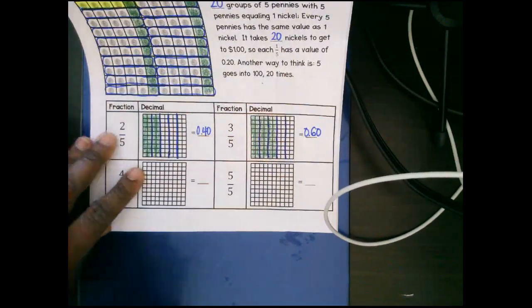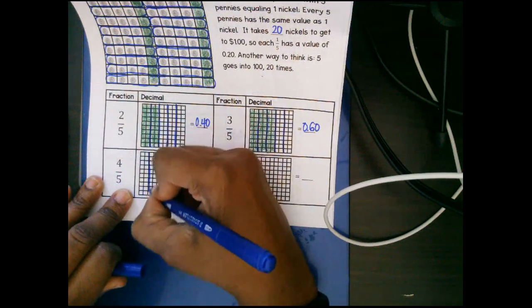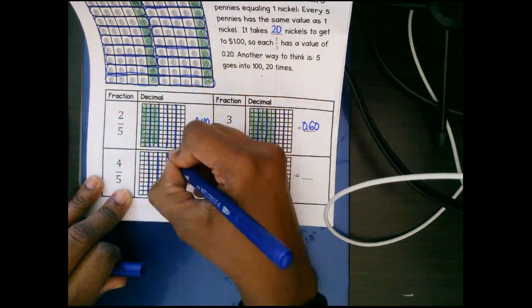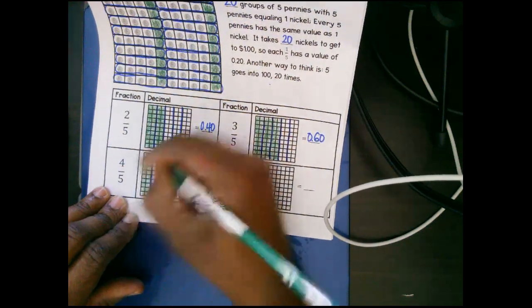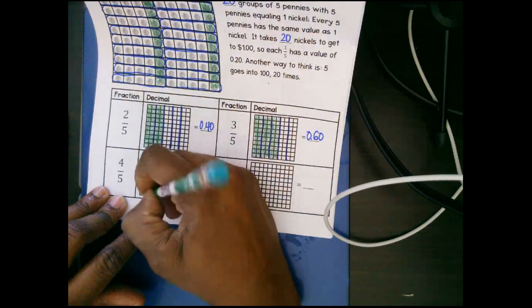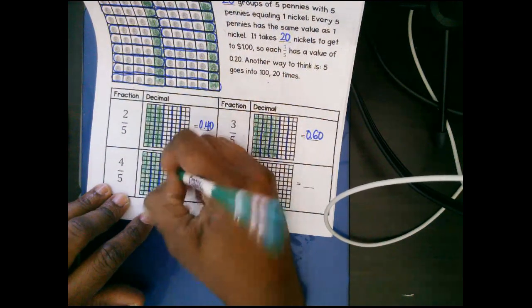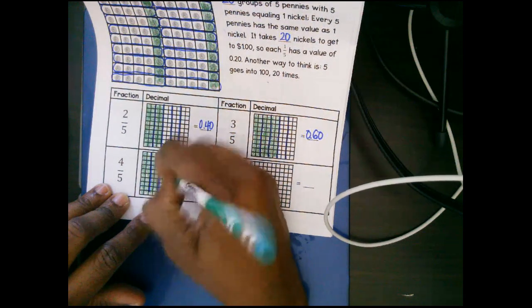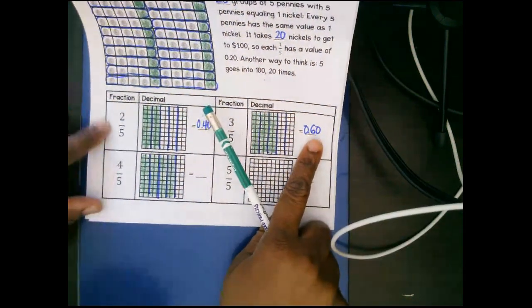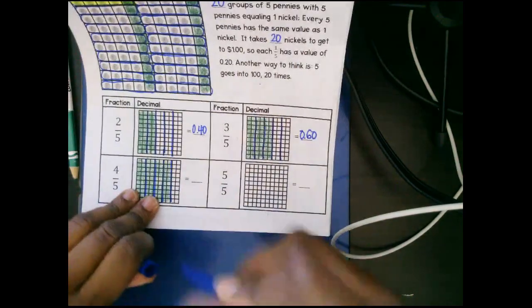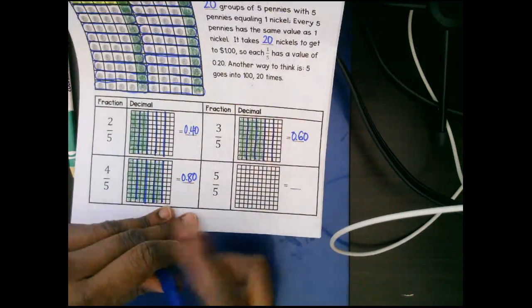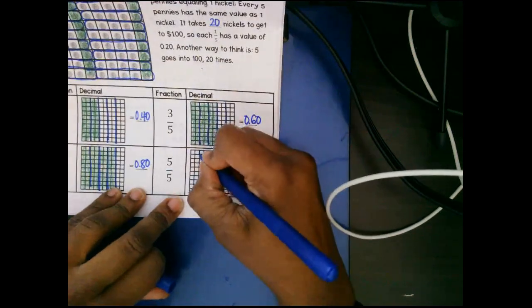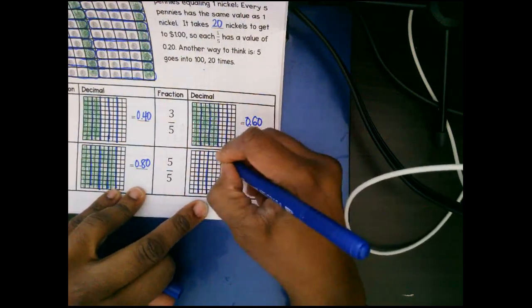4/5. I'm just going to use these lines. And this time we're going to shade 4 1/5s. Here's 1/5, 2/5, 3/5, 4/5. So I could add 20 to this, or for 4/5 I could double 2/5. 40 plus 40 is 80. 60 plus 20, also 80. Whatever's easiest for you. And then 5/5, I would partition the hundredths grid into 5 equal parts.